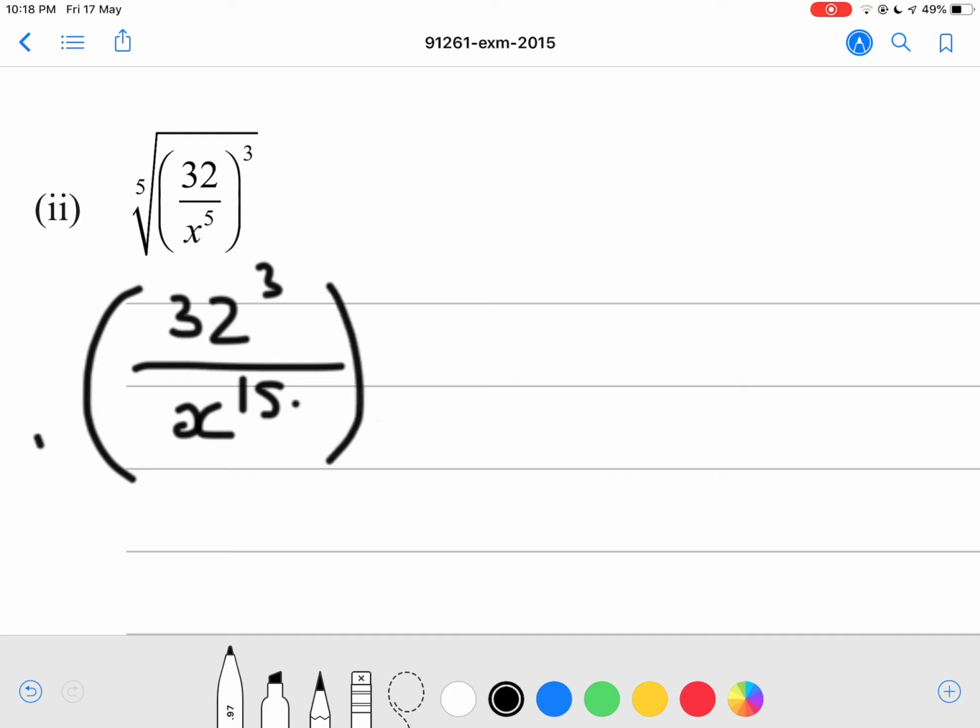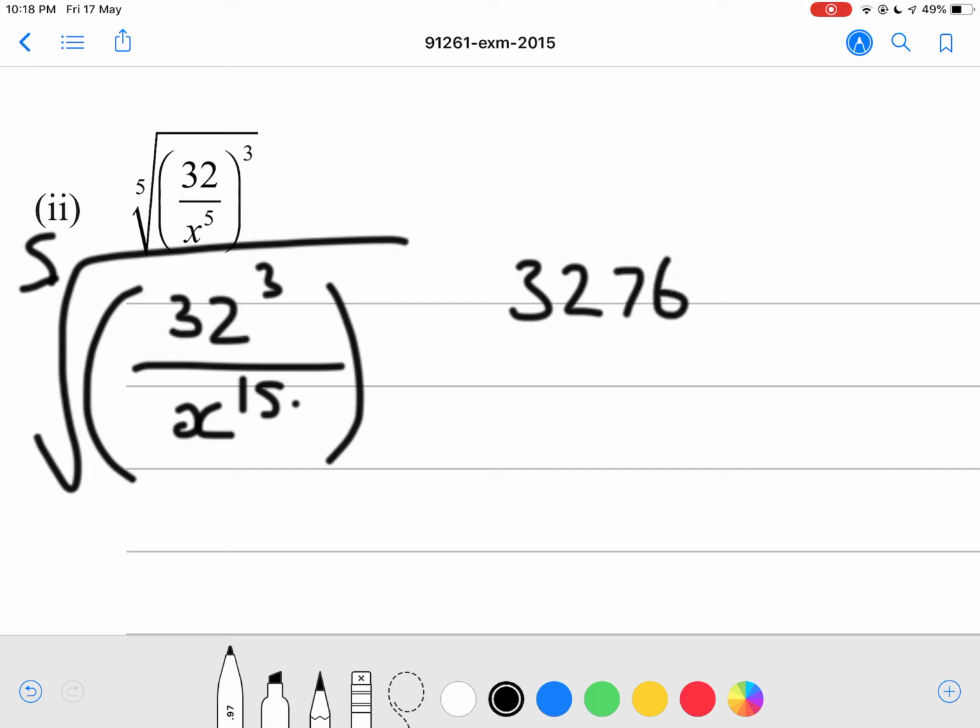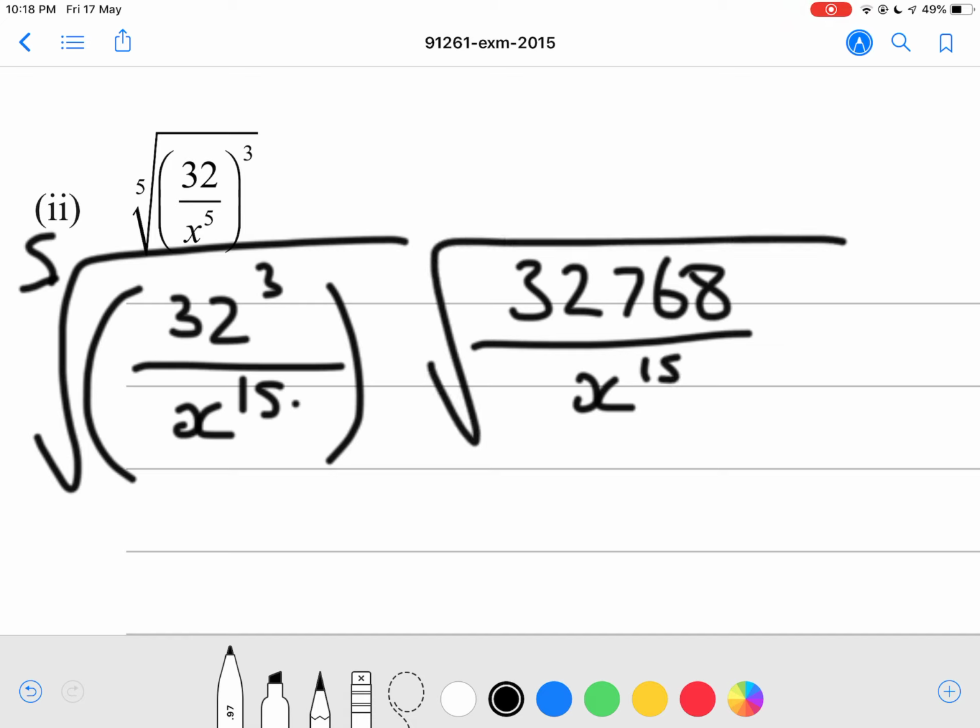Okay, we're going to put that in brackets and then fifth root, okay? So what's 32 to the power of 3? We'll just calculate that with a calculator. 32 to the power of 3, that's 32,768 divided by x to the power of 15, to the 5th root. So therefore, what to the power 5 equals 32,768 divided by x to the power 15.